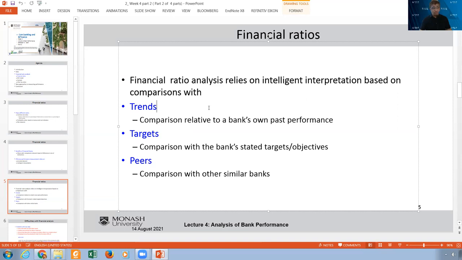And also you have to look at the peers. Okay, banks who are in, or the average banks of my size, are they achieving the same, or less? Am I above the average or below the average of the industry? So this is what we call comparing to the peers.